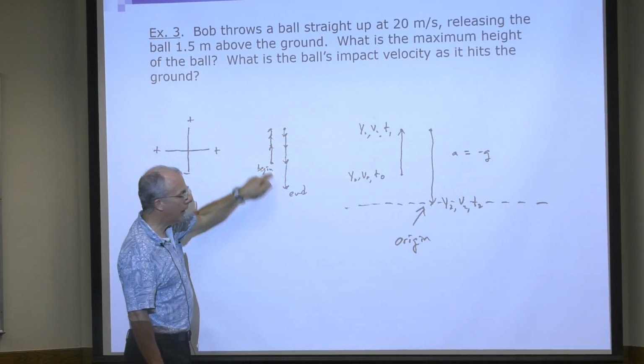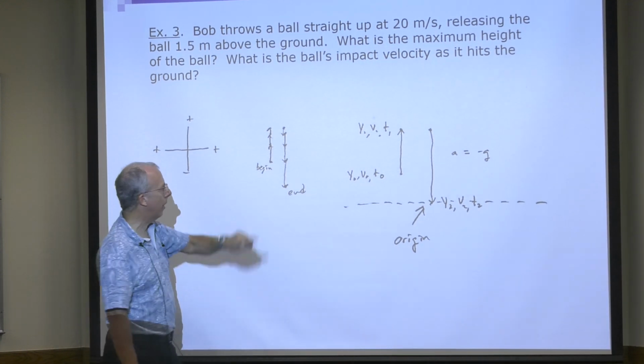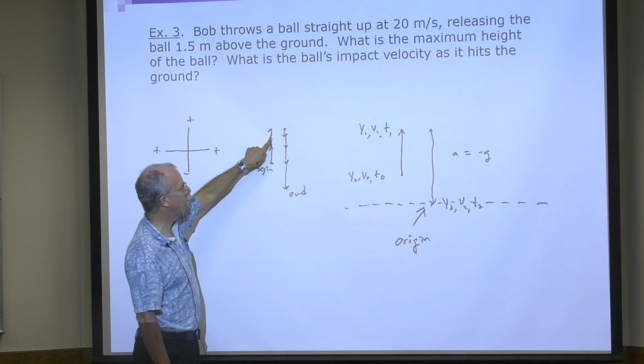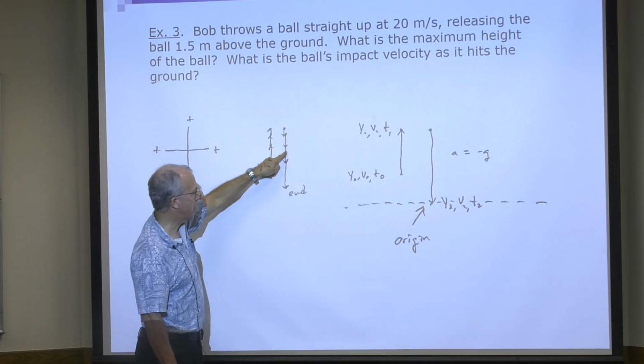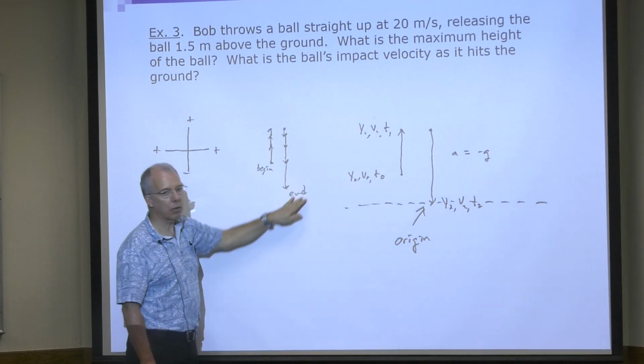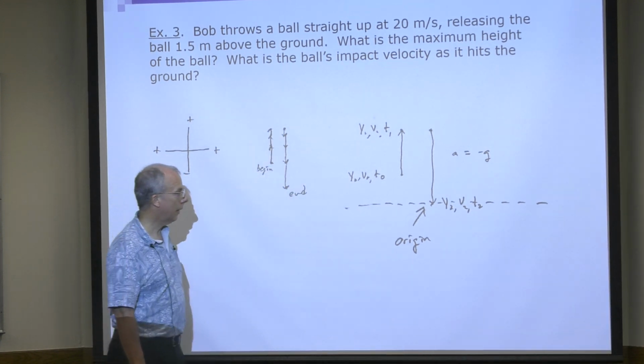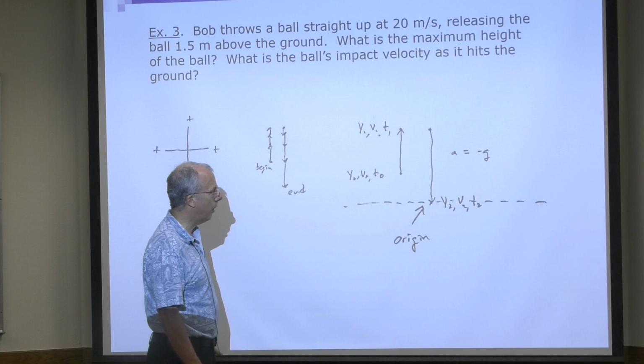Okay, we begin here, 1.5 meters above the ground. Slower, slower, slower, stops. And then it goes down, faster, faster, faster. So there's a motion diagram. Okay, we really need 3 points.